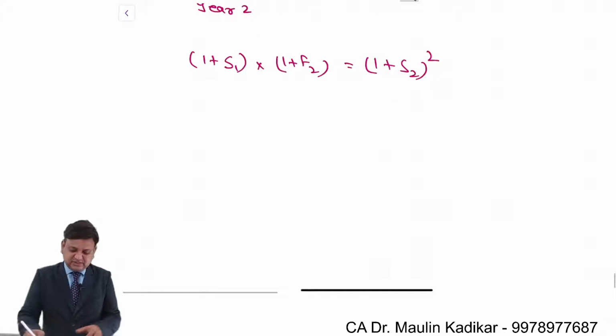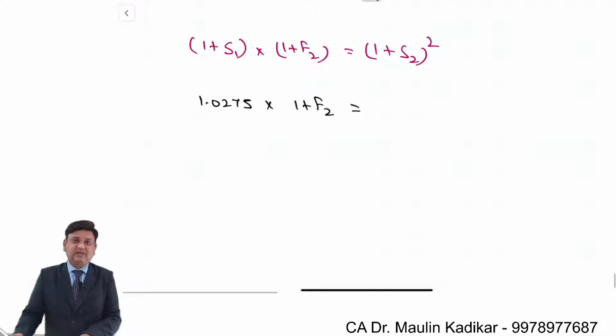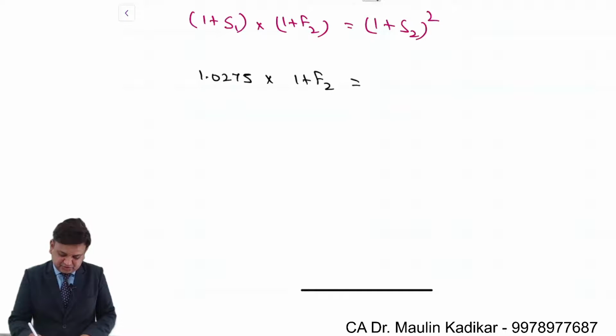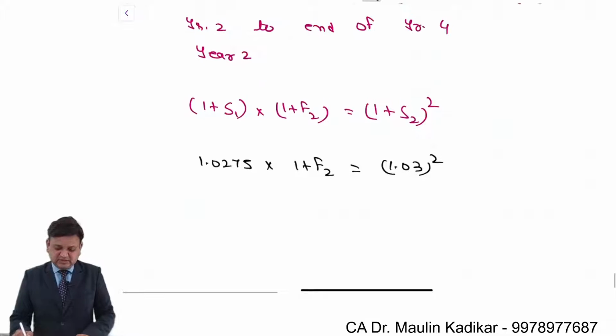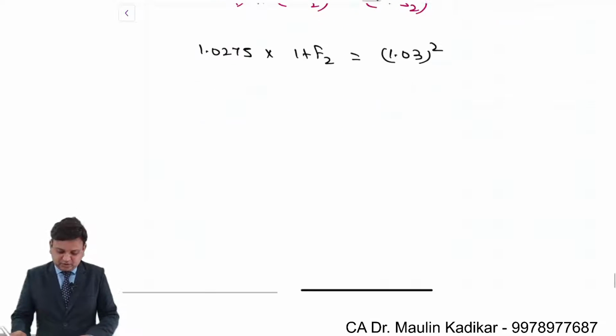Now what is the first year spot rate? It is 2.75%. Forward rate for the second year we do not know. The second year spot rate is 3%. This is the way F2 will be calculated. So write down the answer.